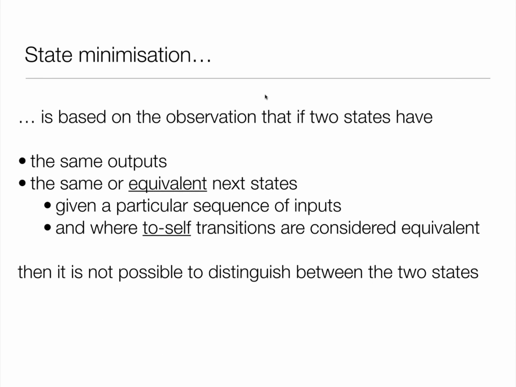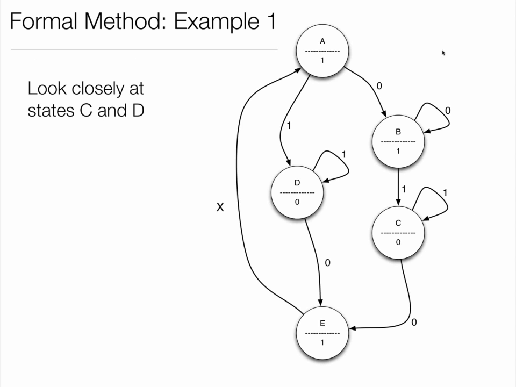So let's revise this statement. Two states are considered indistinguishable if they've got, really important, the same outputs. And then when you look at the next state transitions for the same inputs, the destinations are equivalent. In other words, they either go to themselves or to a common next state.